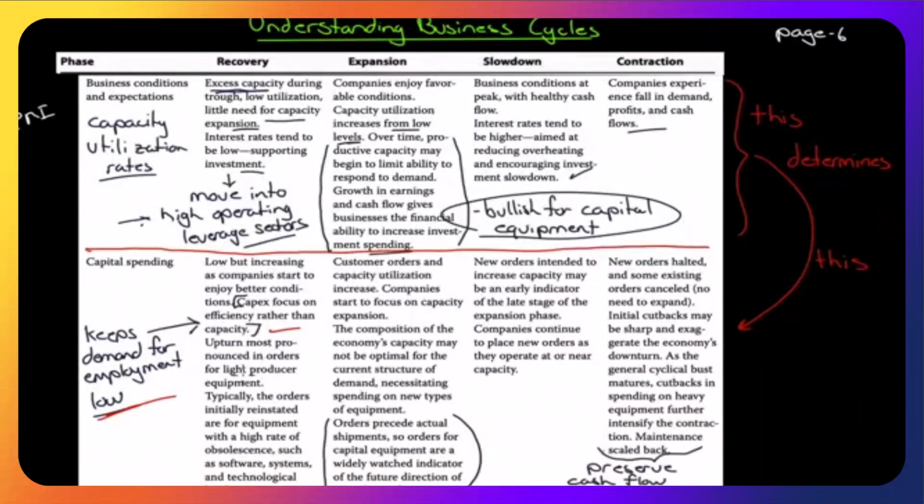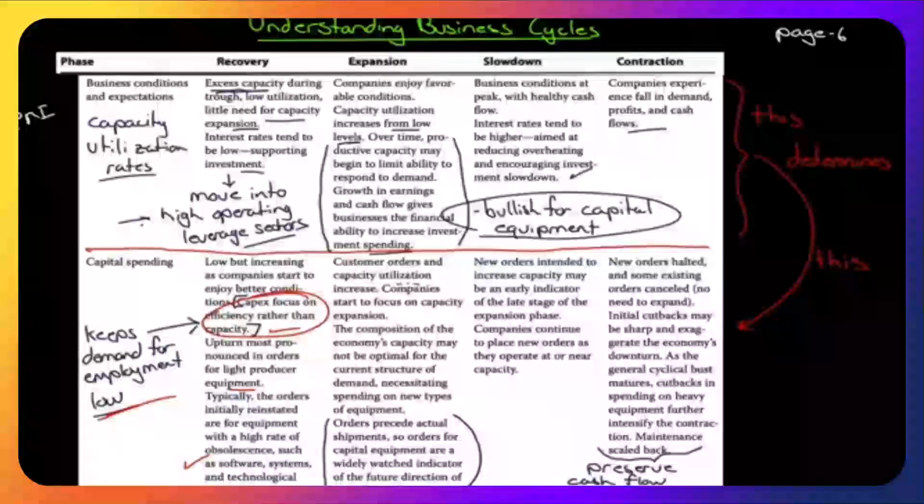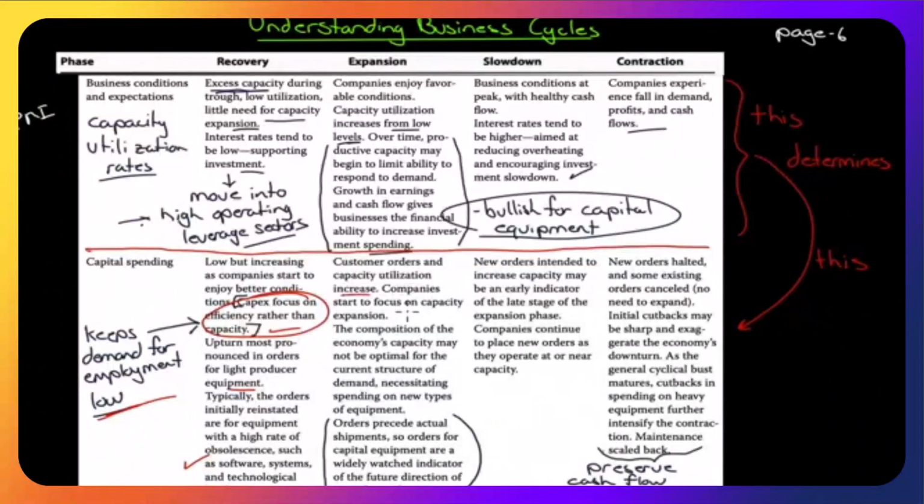Upturn most pronounced in orders for light producer equipment. Typically the orders initially reinstated are for equipment with a high rate of obsolescence, such as software systems and technological hardware. So tech companies really do well coming out of a recession. At the very bottom, tech companies tend to do very, very well because of this type of investment going on. In the expansion, customer orders and capacity utilization increase. Companies start to focus on capacity expansion.